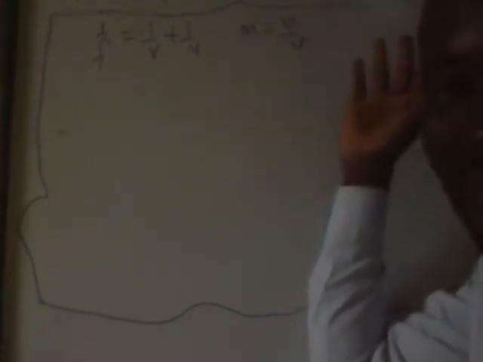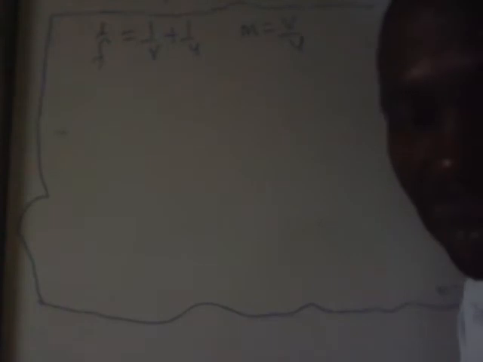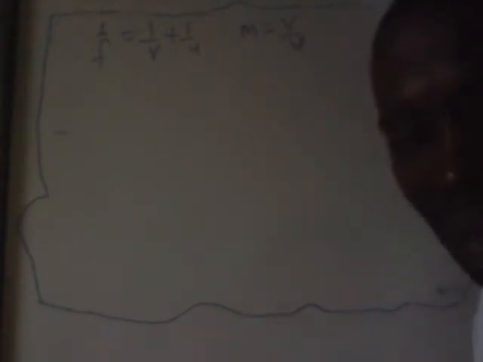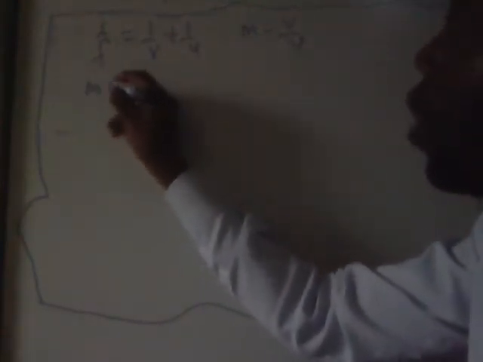At the same time, we can say magnification is image height over object height. So F is the focal length, V is the image distance, U is the object distance. Now it says the image formed by a converging lens is upright and magnified 5 times. That means our magnification M is 5.